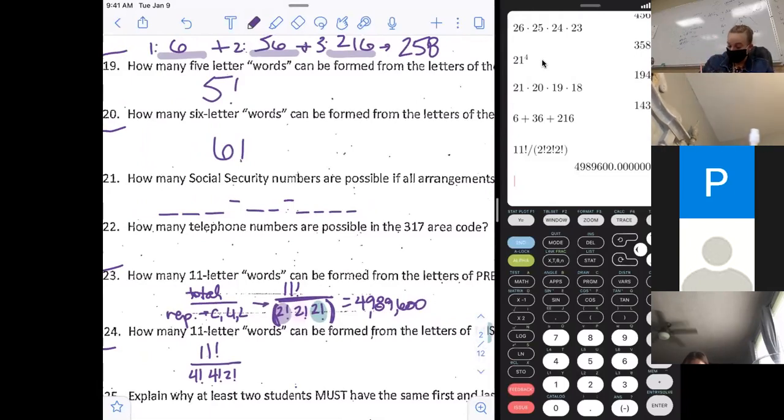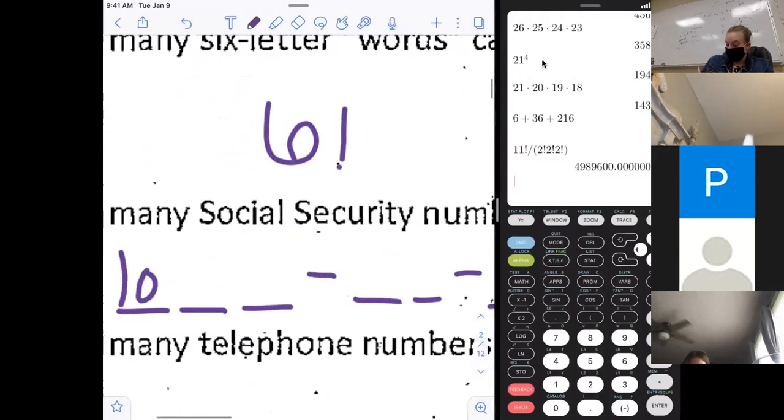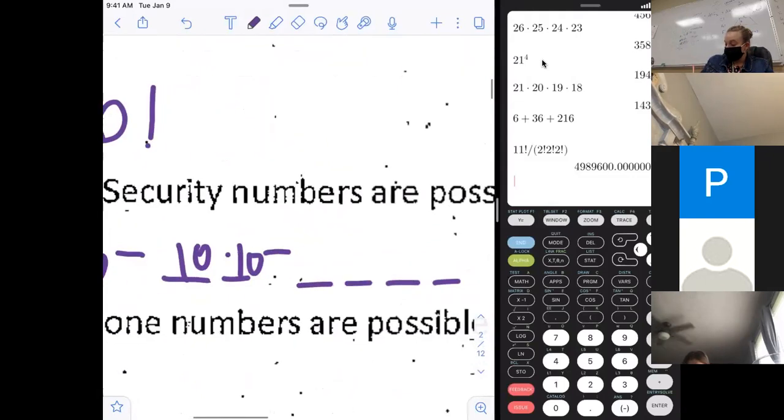So I'm going to have 10. I get to use 10 for all of these. There's no rules on repetitions. There's no rules on restrictions.